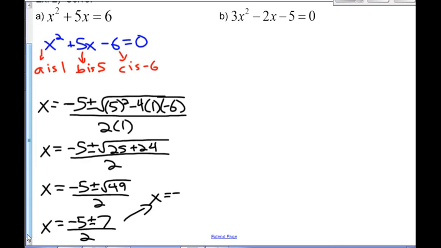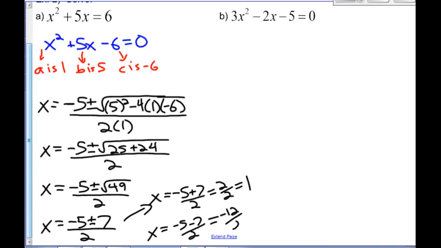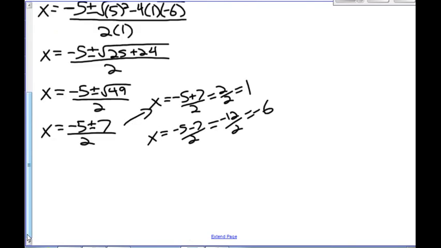Either x is negative 5 plus 7 over 2, or it's negative 5 minus 7 over 2. This one would be 2 over 2, or 1. This one would be negative 12 over 2, or negative 6. So our solutions here are x equals 1, x equals negative 6.